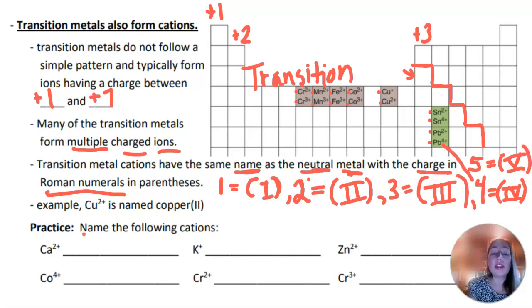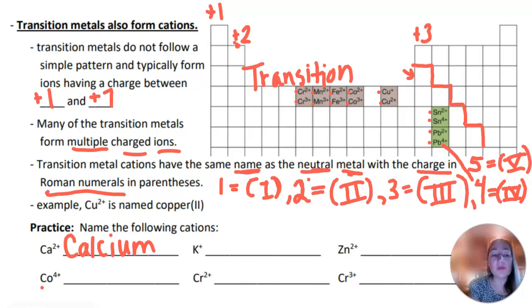Okay, so name the following cations. Why don't you pause, get out your periodic table, and find the names of these ions. If you didn't yet, because you weren't sure, I'll help you out with a couple. Calcium is right here in the alkaline earth metals, so all we have to do is put the name calcium. It doesn't have more than 1 charge. It's always +2 because of its location.